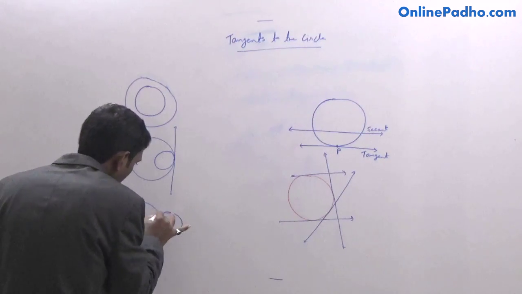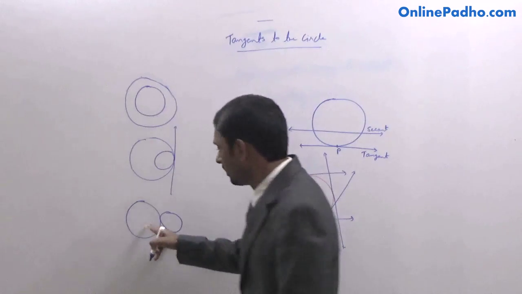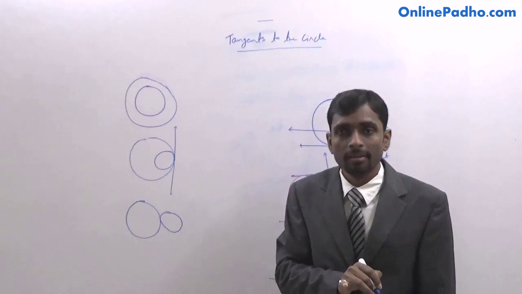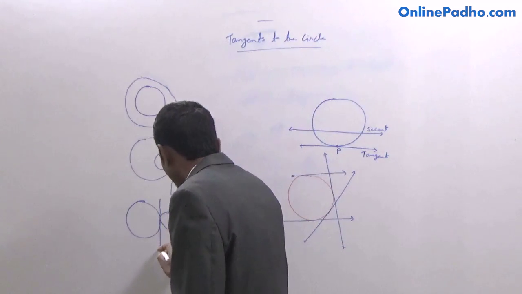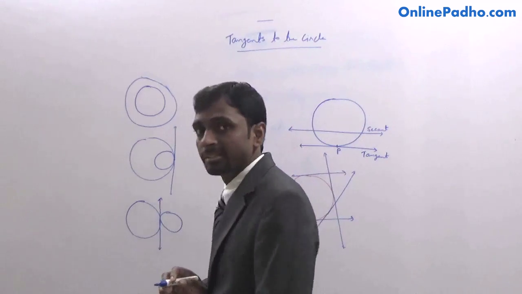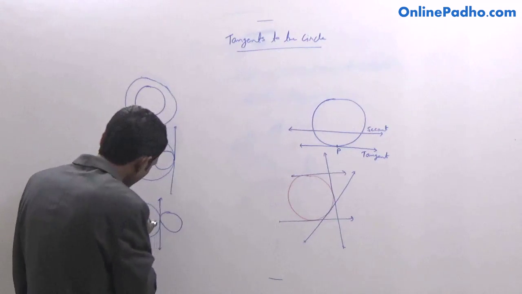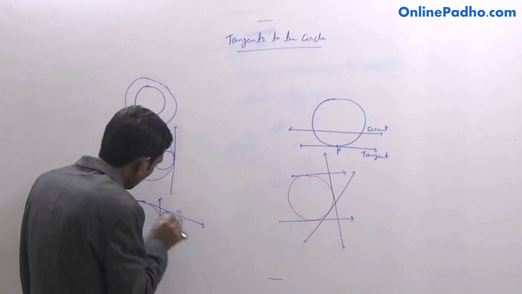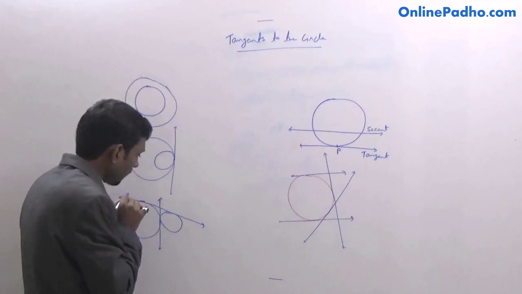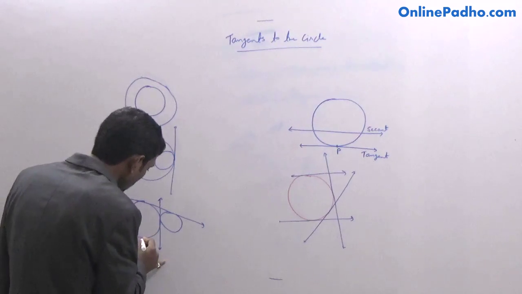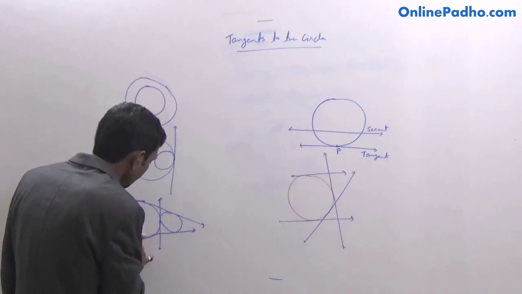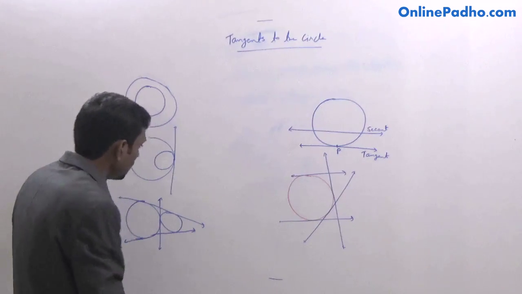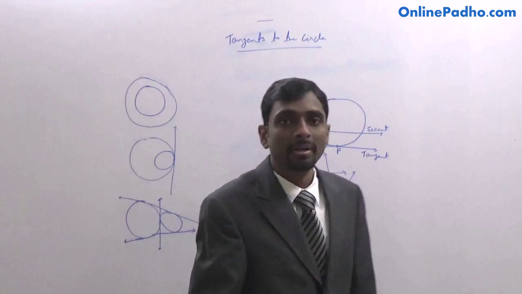If we have this type of circles, how many tangents can be drawn from these two circles? 3. We are talking about the common tangent. First, this one is the common tangent. Secondly, we can draw this line also. This is a common tangent from these two circles. We can draw like this also. So we can draw 3 different tangents from this combination of circles. So it depends on the circle position how many tangents can be drawn.